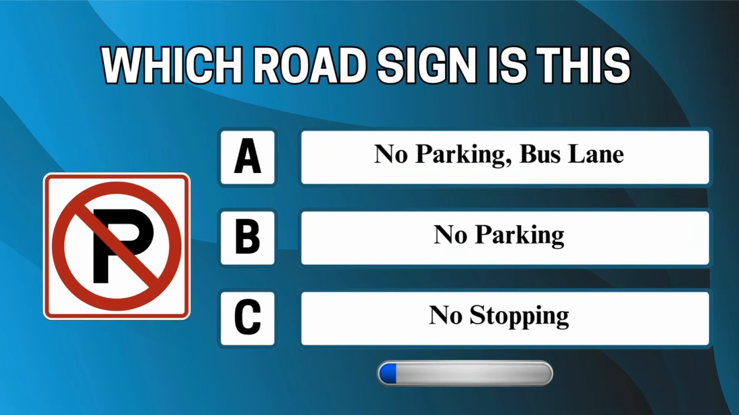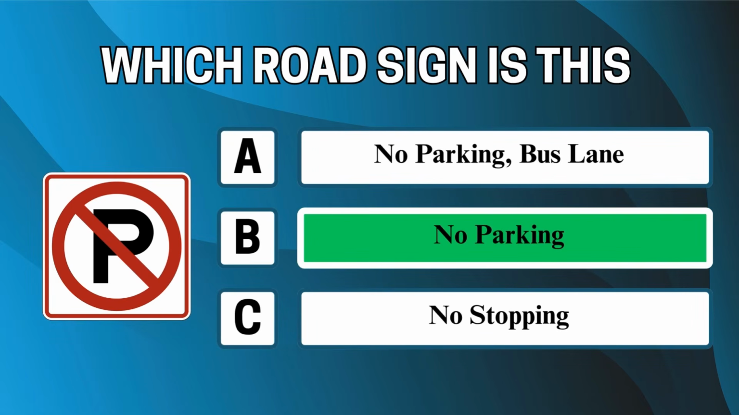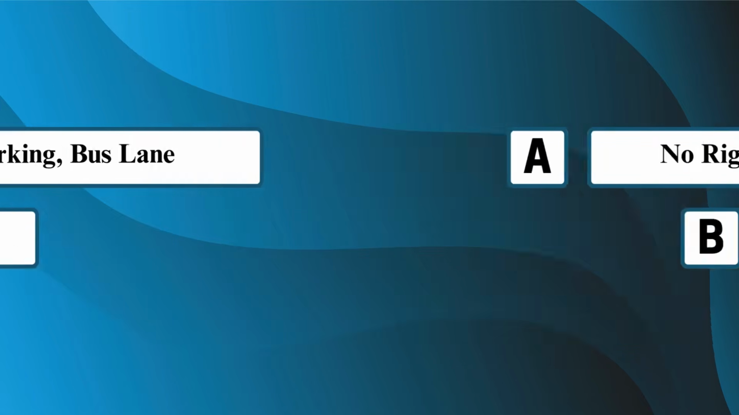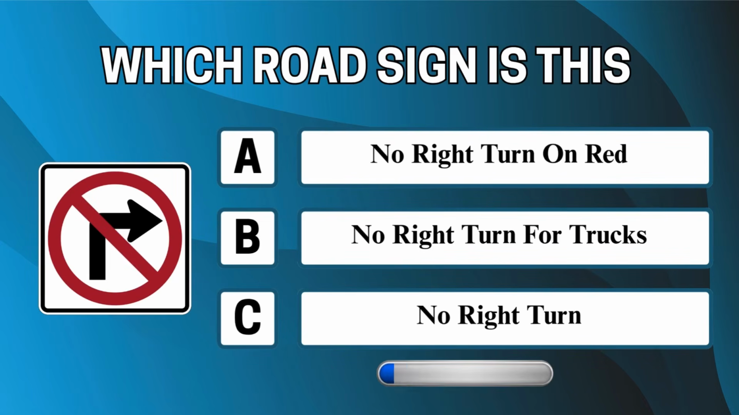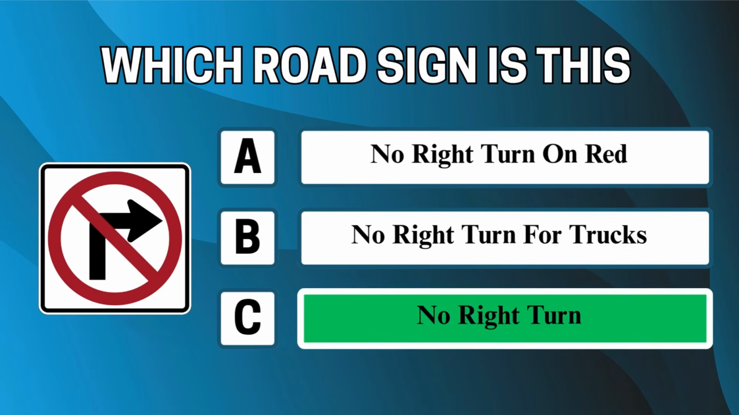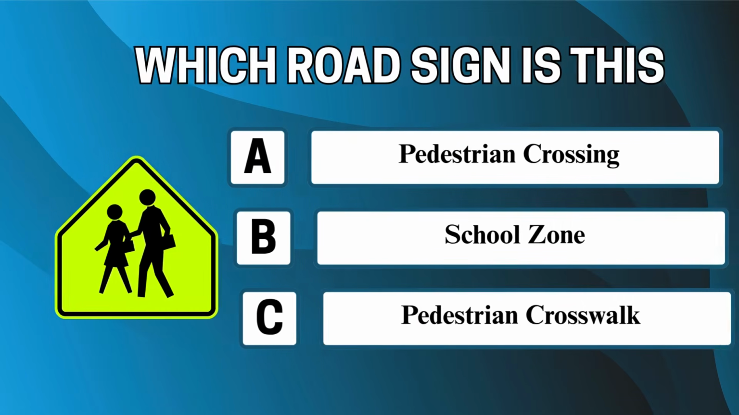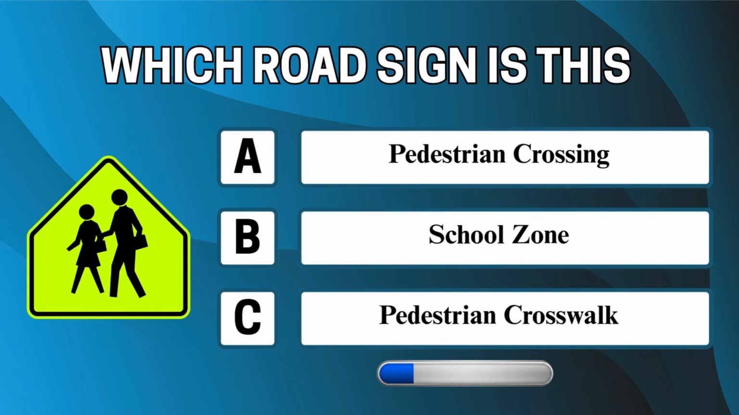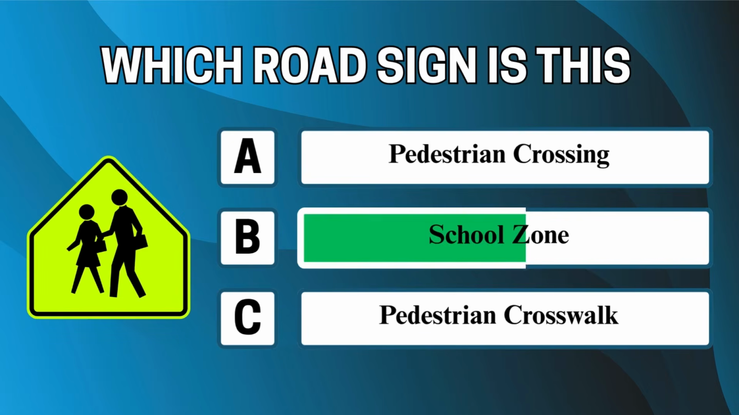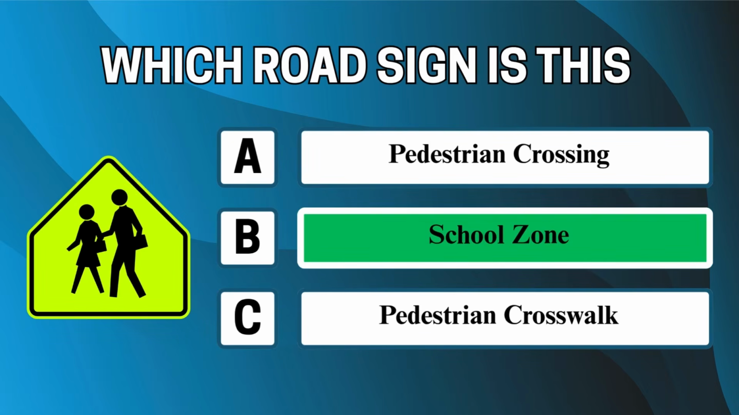Which road sign is this? That is right, it is the no parking sign. Which road sign is this? Exactly, it is the no right turn sign. Which road sign is this? Yes, it is. It is the school zone sign.